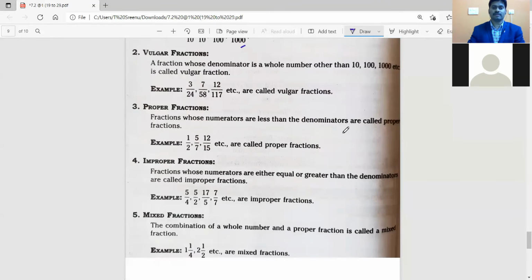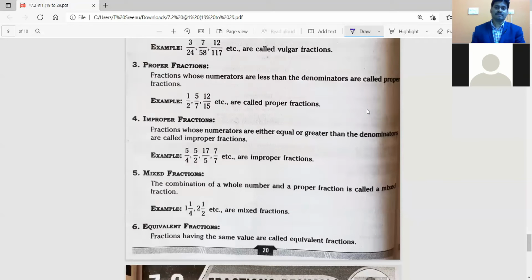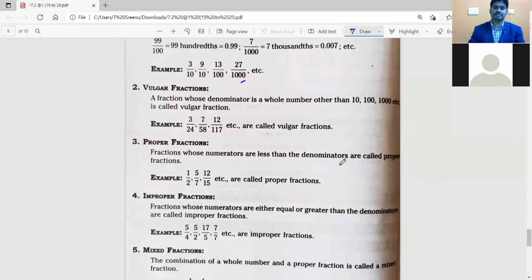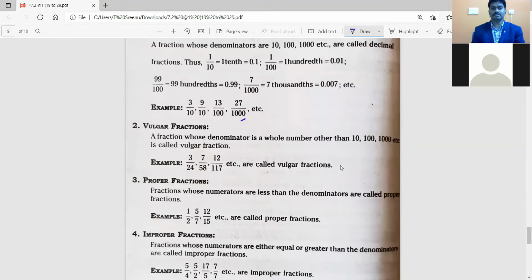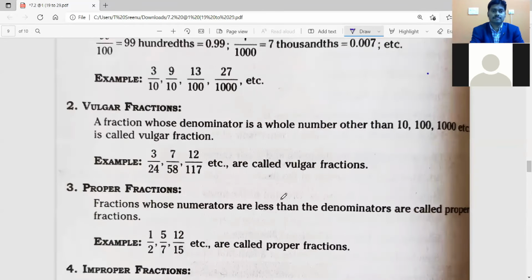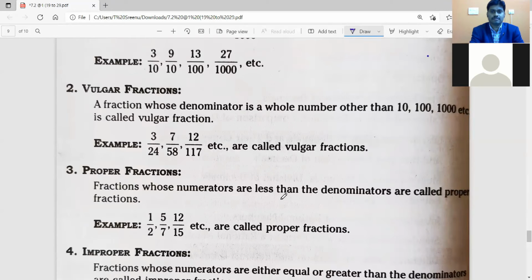Proper fraction we know, improper we know. Proper means numerator is small. One minute, sir, I'm copying the vulgar fraction definition. Okay, take. Sir, can you move a little bit up? Done, sir. Copied.